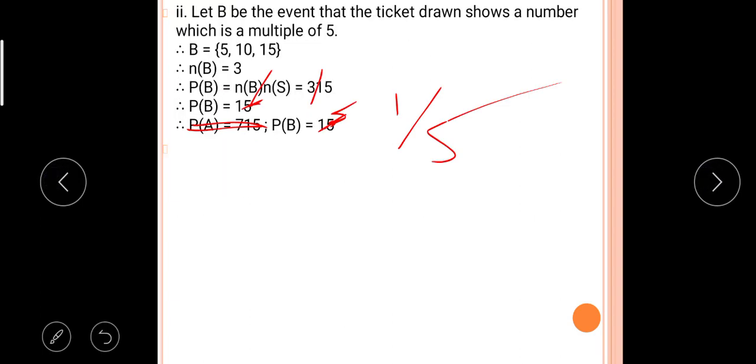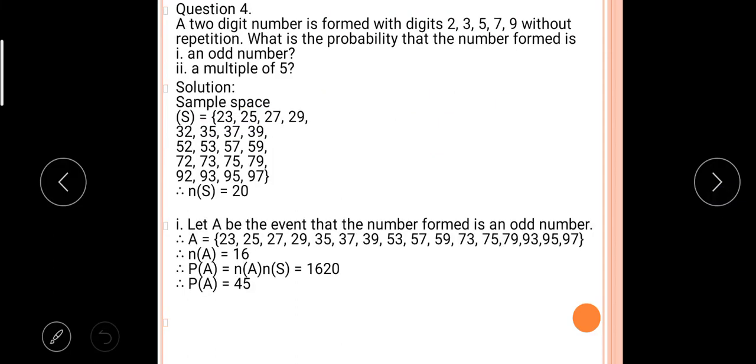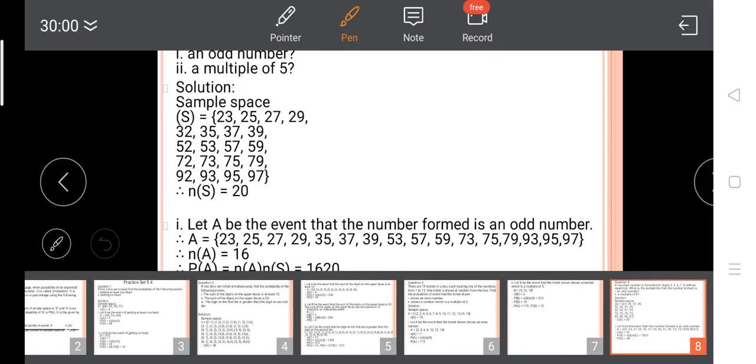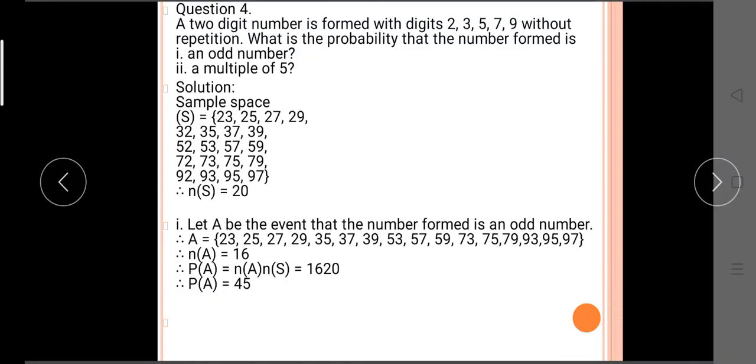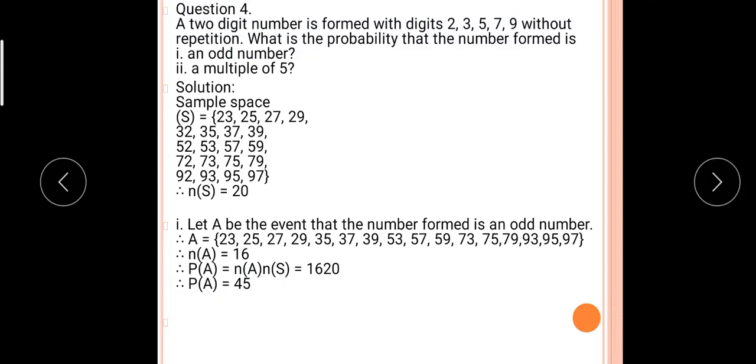3 by 15, yes, 1 by 5. Next, the last question: a 2-digit number is formed with the digits 2, 3, 5, 7, 9 without repeating. How to form it? 23, 25, 27, 29. After that, 32, 35, 37, 39. 52, 53, 57, 59. 72, 73, 75, 79. And last, 92, 93, 95 and 97. So the total sample space for this experiment is 20.